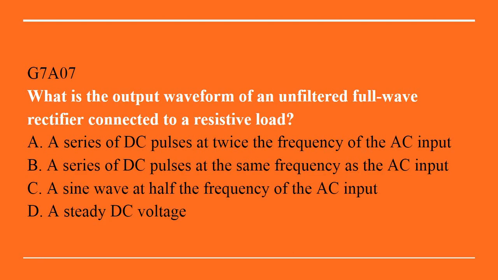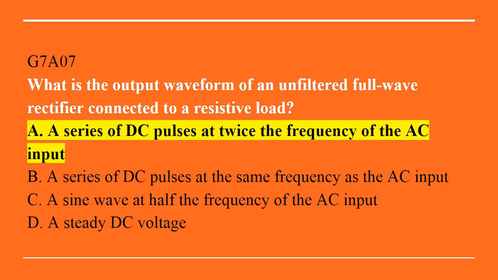G7A07, what is the output waveform of an unfiltered full wave rectifier connected to a resistive load? A, a series of DC pulses at twice the frequency of the AC input. B, a series of DC pulses at the same frequency as the AC input. C, a sine wave at half the frequency of the AC input. Or D, a steady DC voltage? Answer is A, a series of DC pulses at twice the frequency of the AC input.